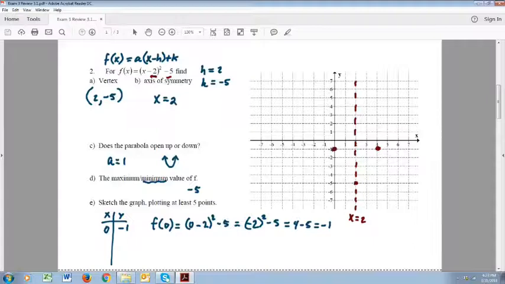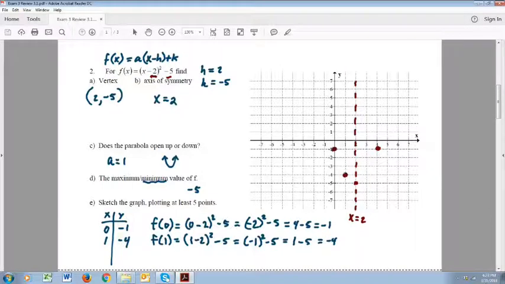Now you could find the x-intercept or intercepts, but it's a little bit of work if we put 0 on the left side in for f of x or y. So if you look at the graph, it would be nice to know our point when x is 1, and 1's a pretty easy number to work with, so let's just plug that into the function. We get 1 minus 2 squared, that's negative 1 squared minus 5, so it'll be 1 minus 5, which is negative 4.